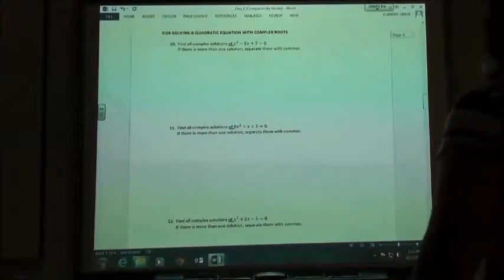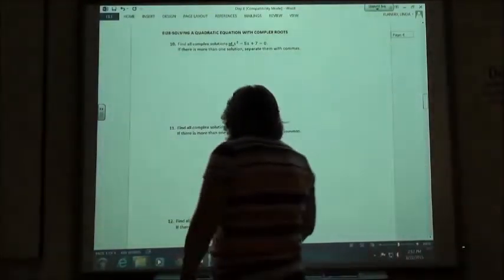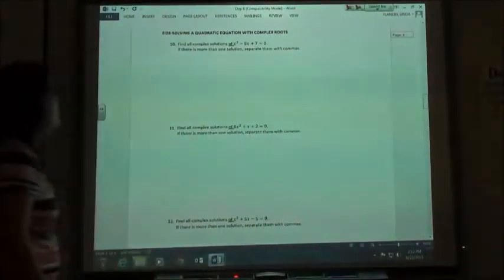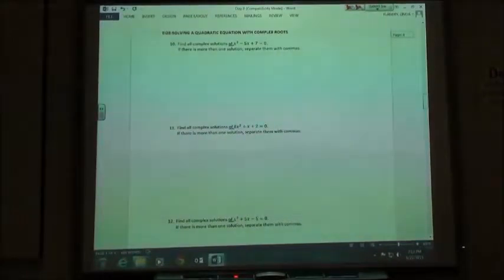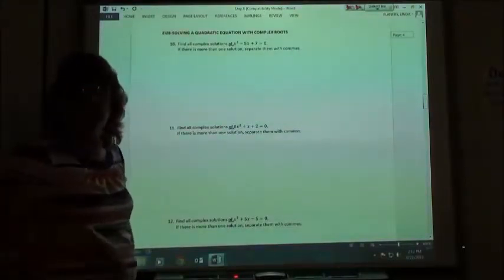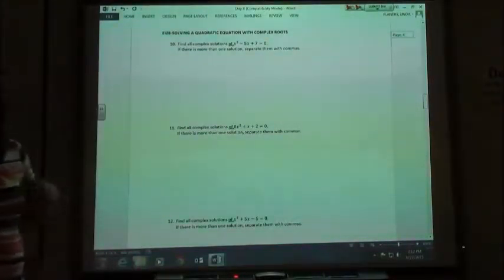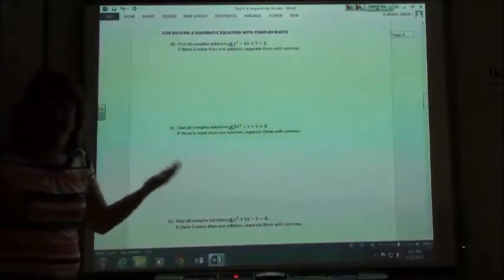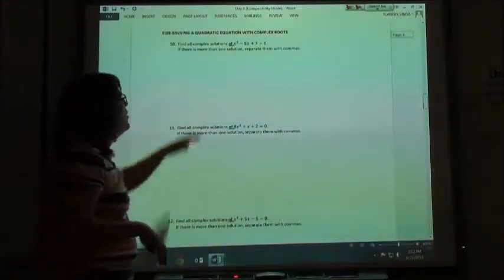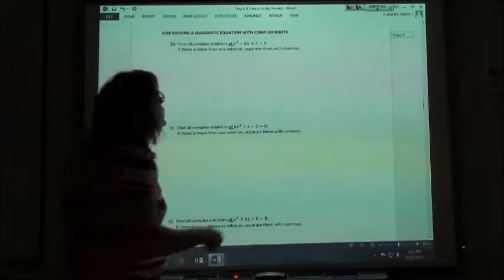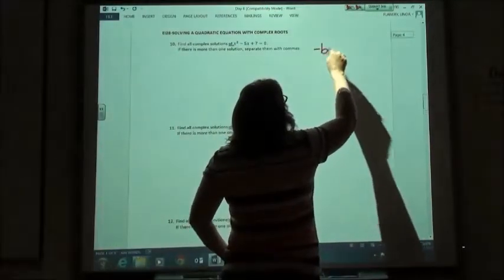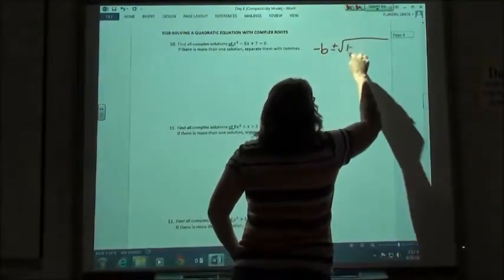Now the next 3 say that you're finding the complex solutions, which again tells me I'm probably going to use the quadratic formula, but this time I may or may not end up with imaginary numbers. Most of the time you will, but sometimes they throw in one that's just a real number, because technically that's a real number plus a 0i, which is a complex number. So when it says to find the complex solutions, again, we're going to use our quadratic formula.